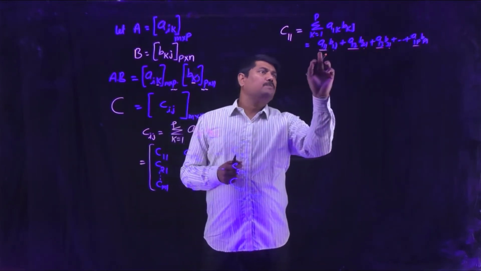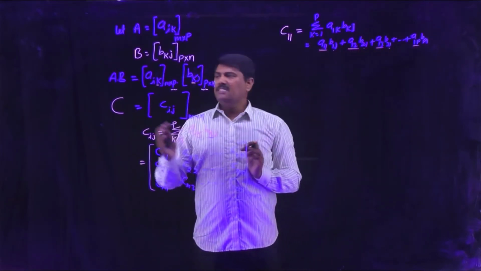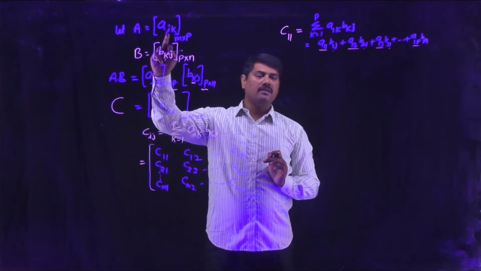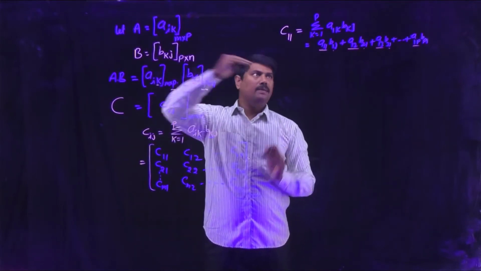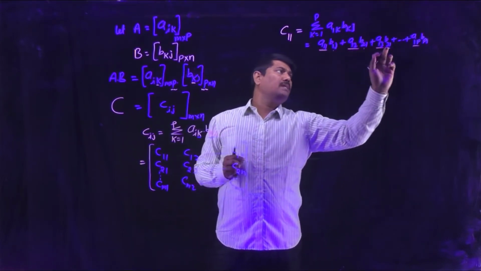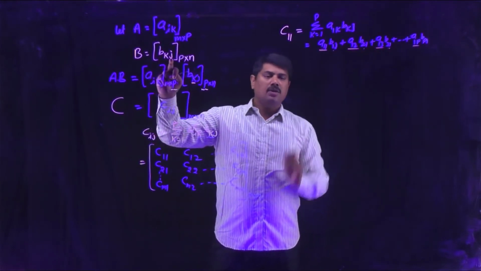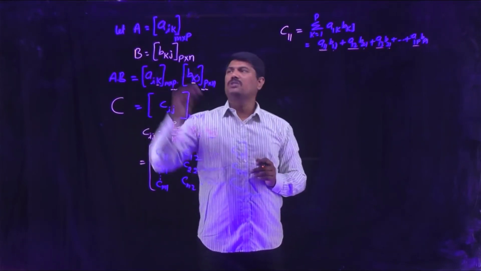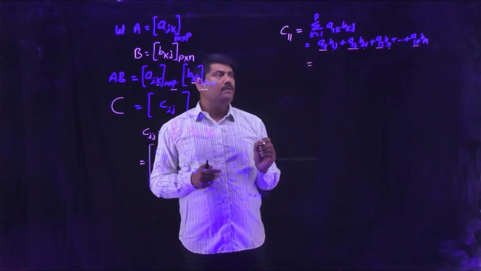Let me explain again. A11, A12, A13 and up to A1p is the first row of matrix A. If you substitute i with 1, you will get the first row elements like this: A11, A12, A13. And you observe B11, B21, B31, Bp1. If you substitute j with 1, you will get the first column elements of B. That means here you have one consideration.